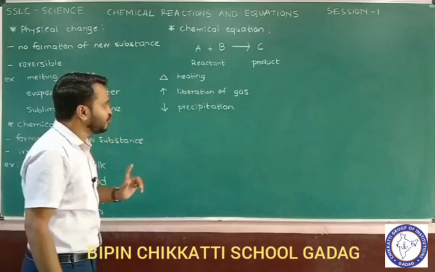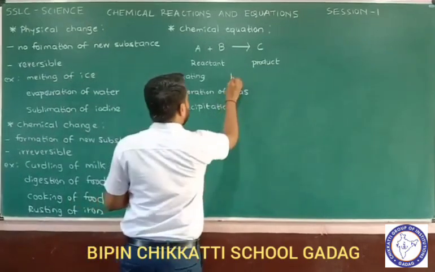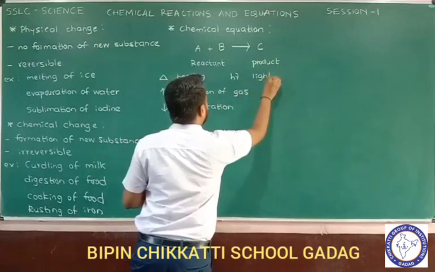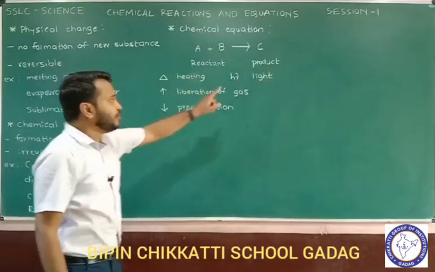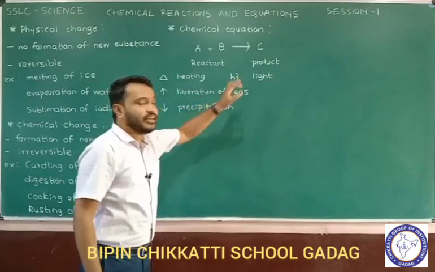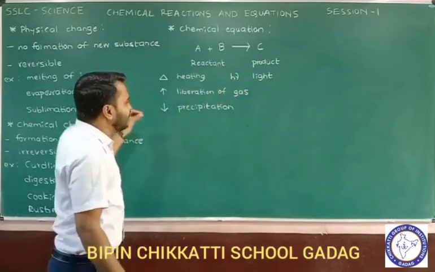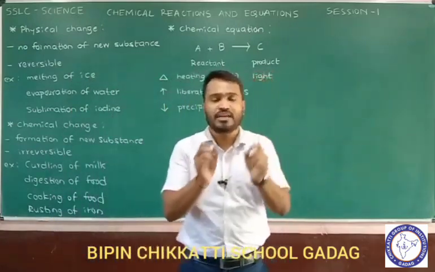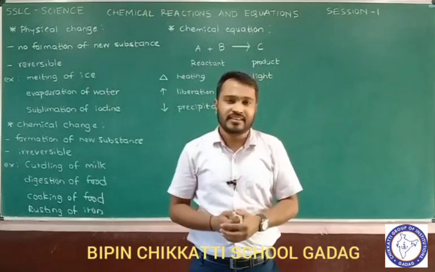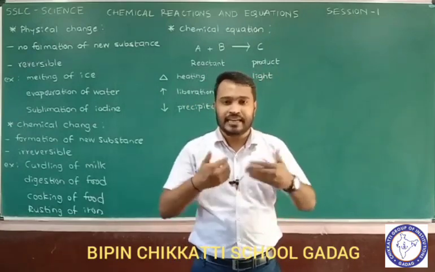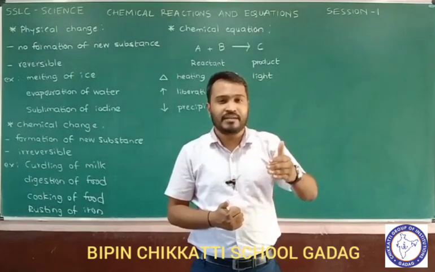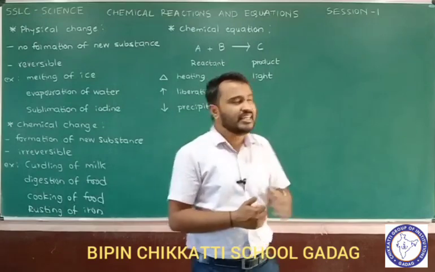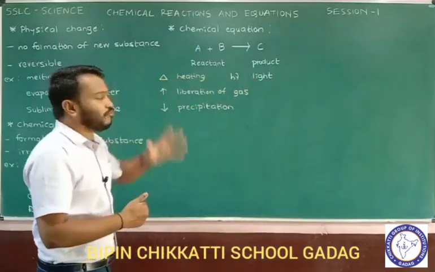Sometimes we represent h nu, and that is nothing but light, or in presence of sunlight we call it h nu. h is Planck's constant and nu is frequency of radiation. Similarly, these kinds of symbols are used in a chemical equation to represent what actually happened. Heating, cooling, and sometimes gas is liberated, and formation of solid we call precipitation. These are the symbolic terms we are going to use.